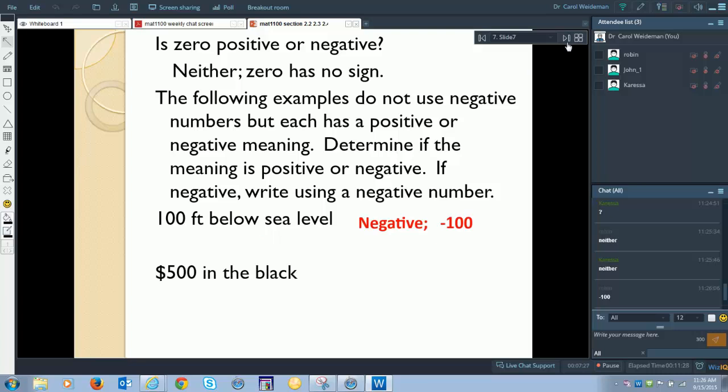$500 in the black. And this is where you talk about financial. So think of black always meaning a positive and red always meaning a negative on a spreadsheet. So this would be, yeah, positive 500. Absolutely.